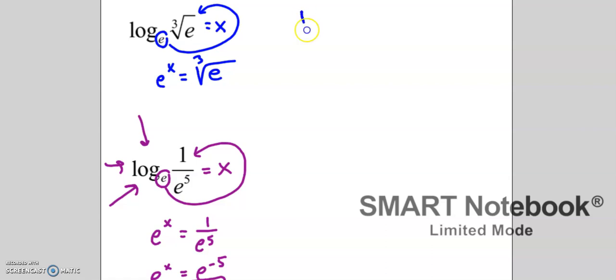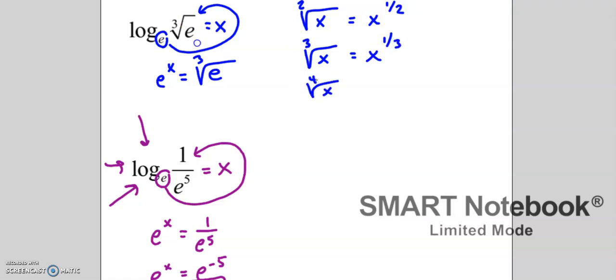Remember that things like square root of x, for example, you could rewrite as x to the 1/2. Remember, it's the root on bottom and the power on top. X cube rooted could be rewritten as x to the 1/3, so forth and so on. If you had a fourth root, you could rewrite it with a power of 1/4. So once you remember that, the rest of this problem's cake.